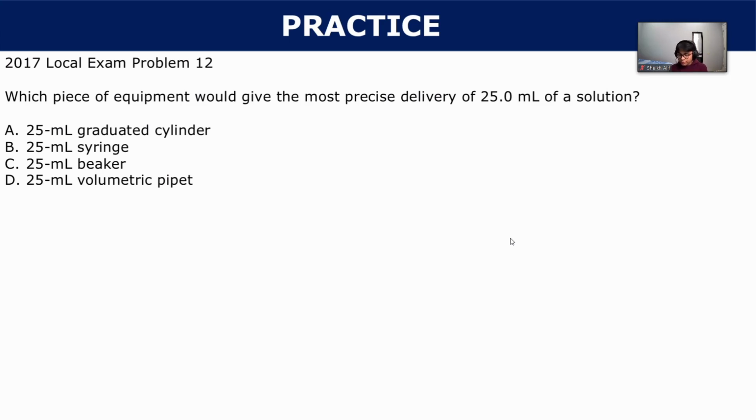Which piece of equipment would give the most precise delivery of 25 ml of a solution? Well, first of all, you have to remember that B and C are not volumetric glassware. These are syringes and beakers, and they have a certain amount of error percentage that is a bit too high for like a precise delivery. And so the only thing that we're left with is a graduated cylinder or a volumetric pipette. And I guess they would both work, but the volumetric pipette is usually more precise than a graduated cylinder, and that's why it's better to use a volumetric pipette, since graduated cylinders are not as accurate as volumetric pipettes. So that means our answer is going to be D.